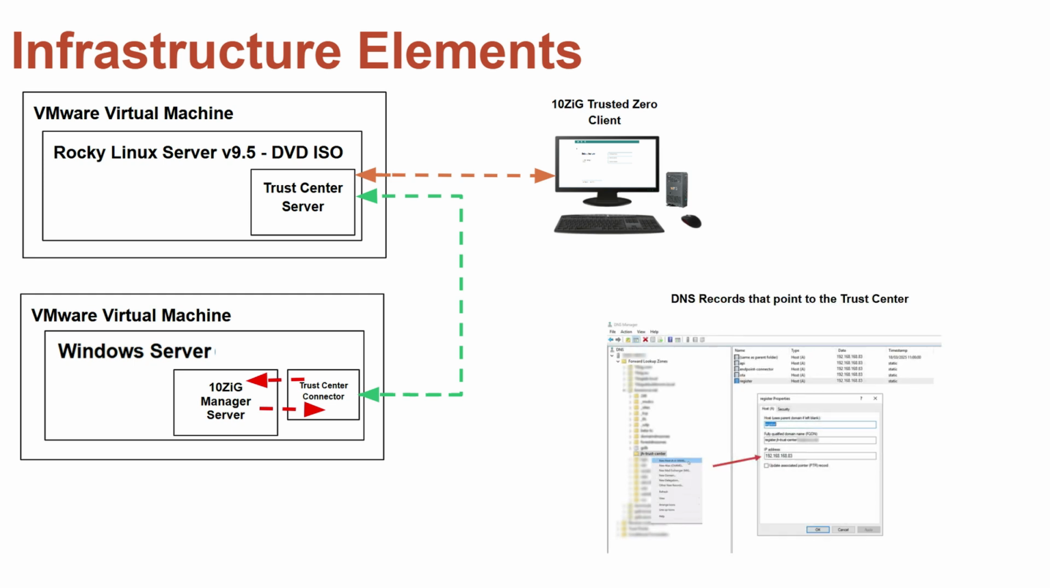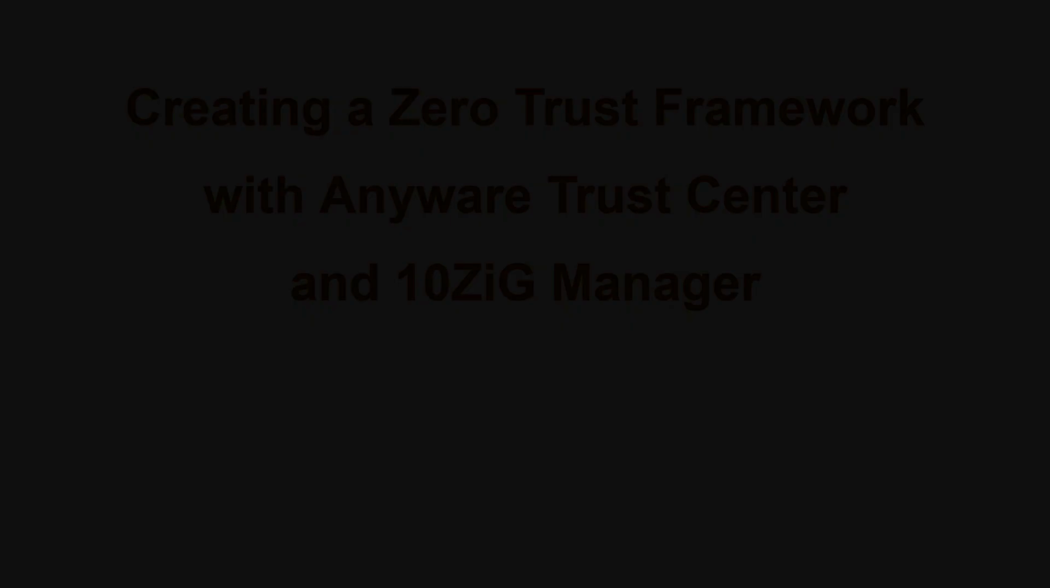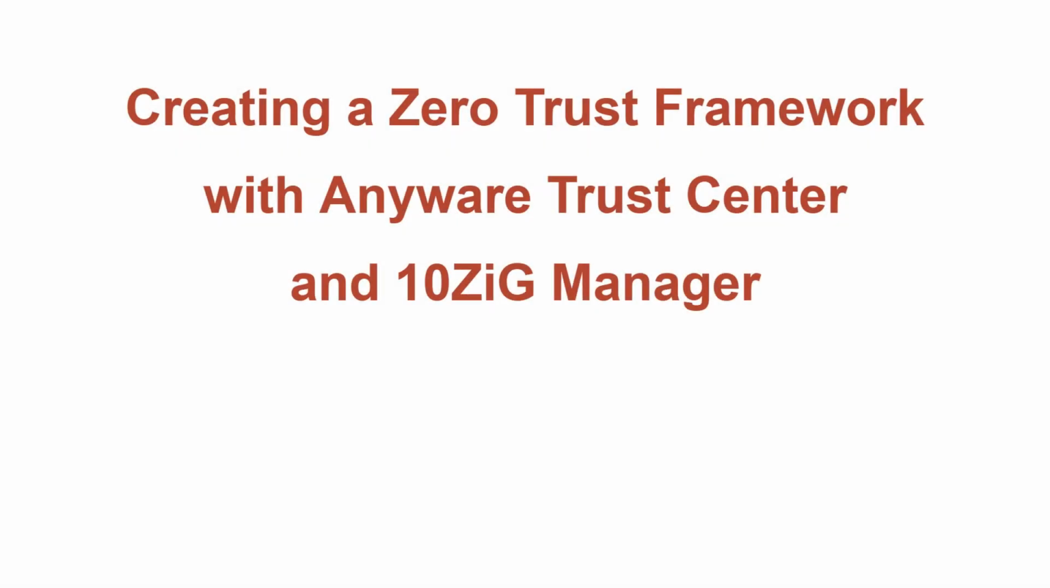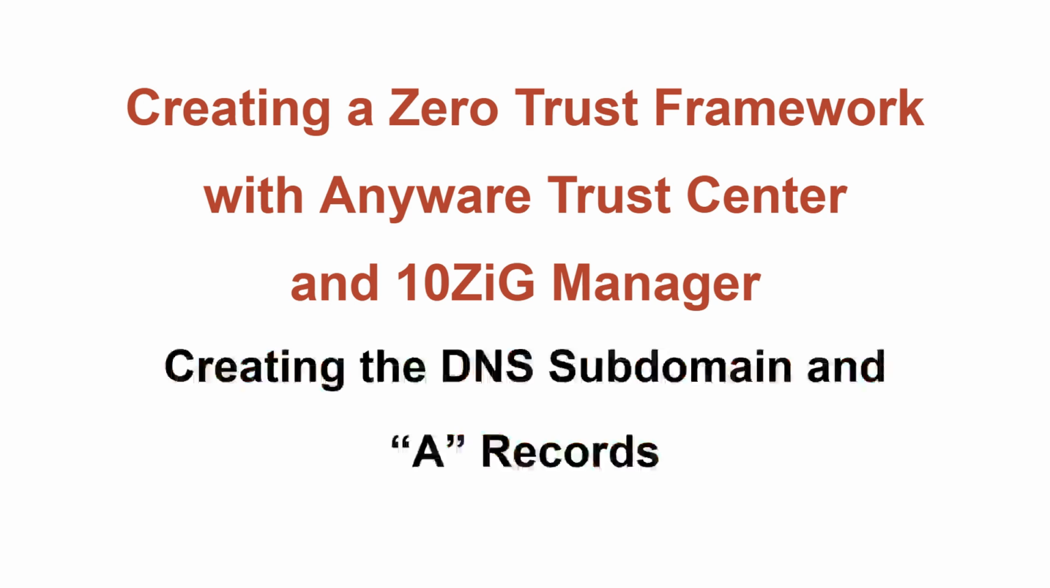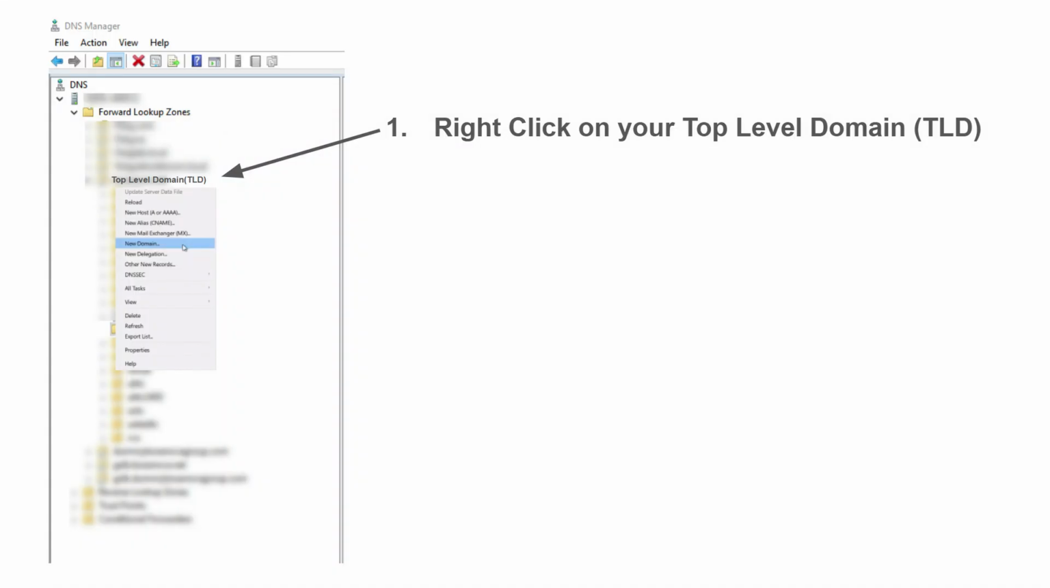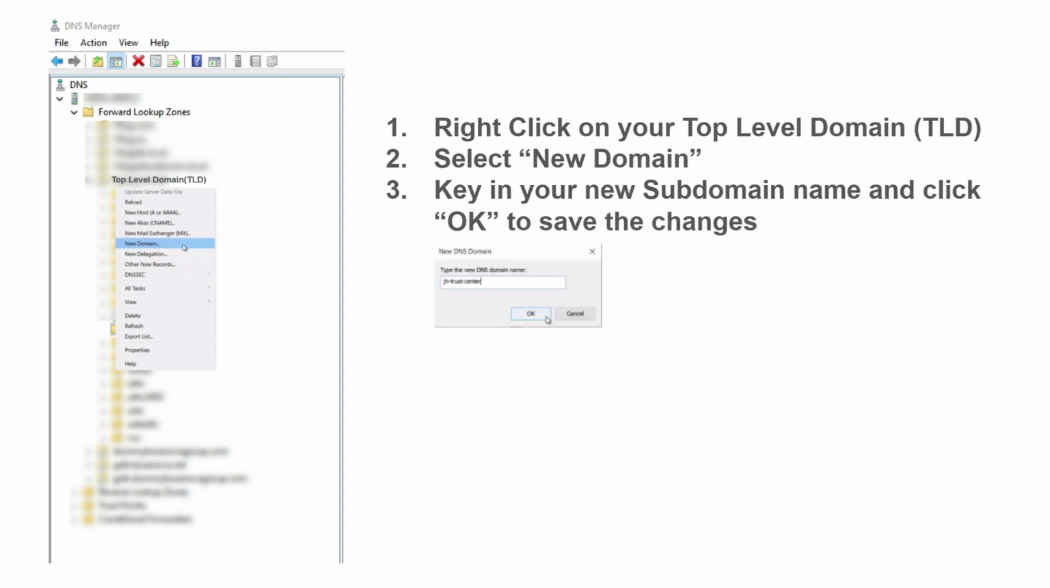We also need to make changes to our DNS so that we have a subdomain set up containing several host A records that point directly to our own Anyware Trust Center on the Rocky Linux server. In this section, we're going to create a base subdomain that contains 4 A records that will all point to our Trust Center Linux server. Our subdomain will sit just below the top level domain and is called jh-trust-center.